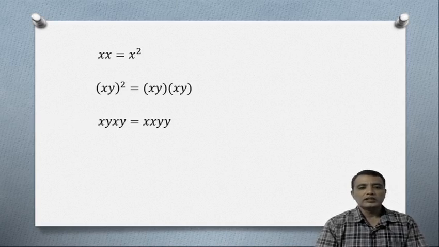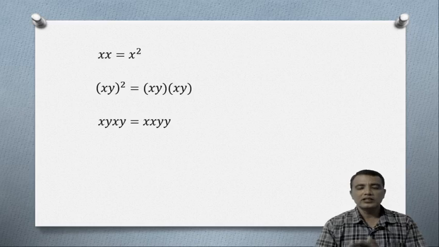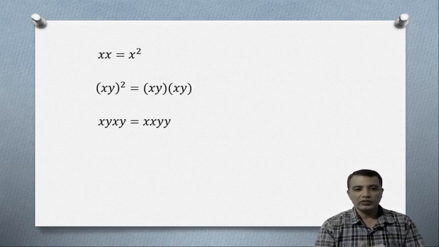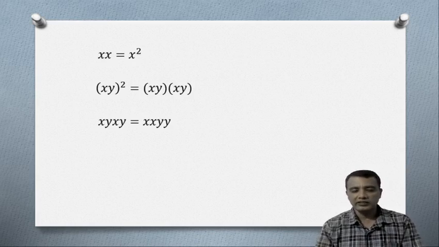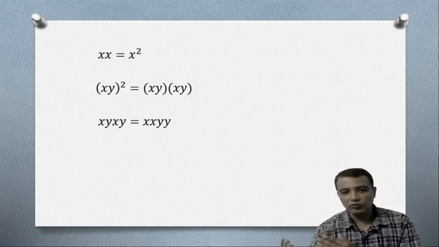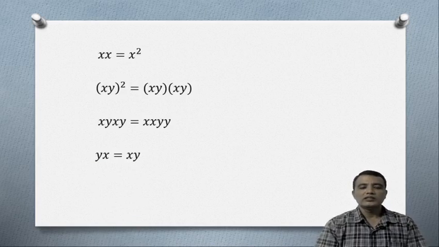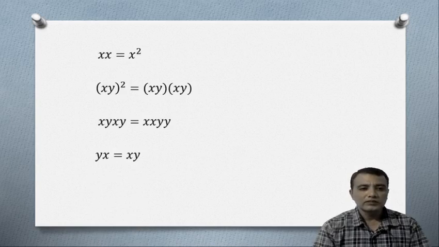Now the left hand side is xy into xy and the right hand side is x square into y square, which can be written as x into x, y into y. Now using left cancellation law, we can cancel out x, and by using right cancellation law, we can cancel out y. So remaining thing is what? yx is equal to xy. Quite simple.